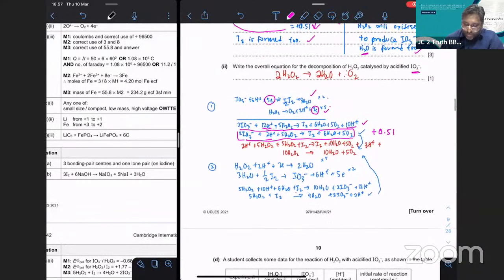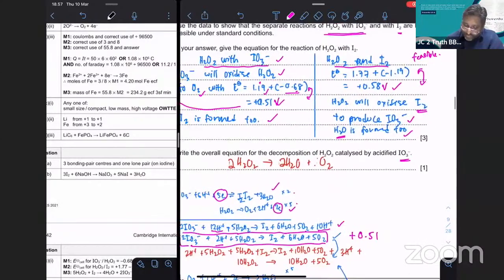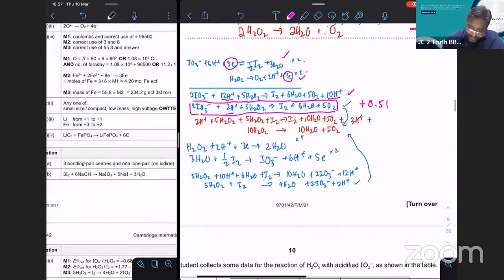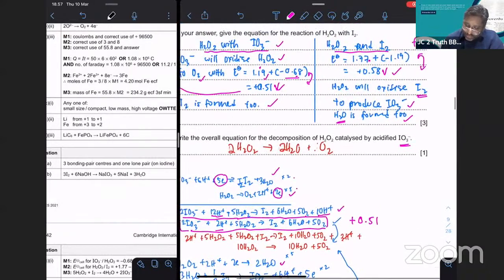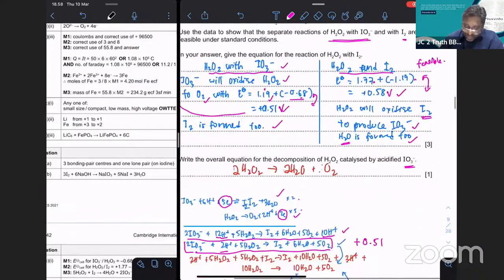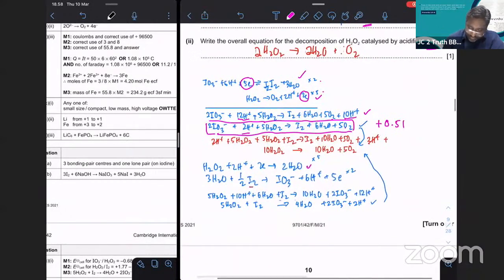Do the same thing for this one, 1.77. I just write it down. And then I did for 1.19, which is going to be 3H2O plus half I2. So I just put it over here.